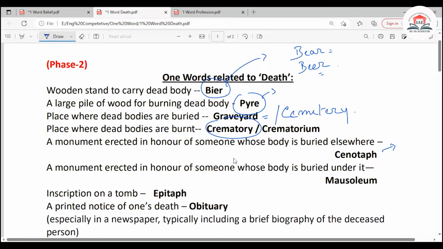স্মারক হিসেবে যদি বানাই তাহলে সেনোটাফ, আর যদি সত্যি বডি থাকে, then in that case we call it mausoleum. And the explanation is given here. A monument erected in honor of someone whose body is buried under it. Fine. Tell me, Taj Mahal मतलब क्या हो सकता है?